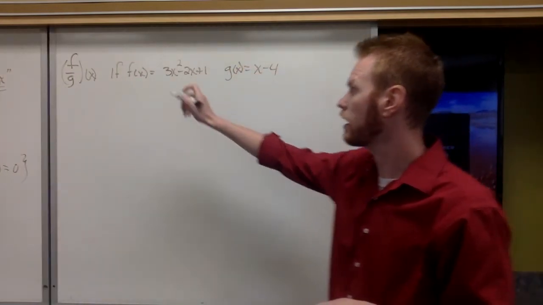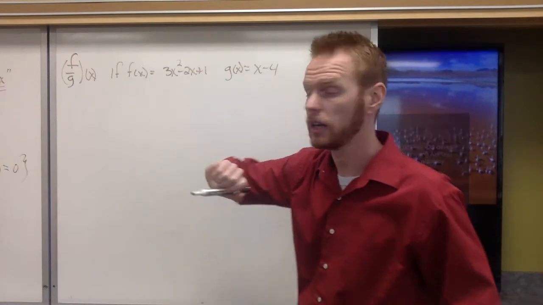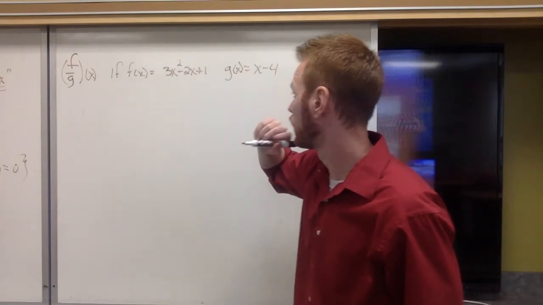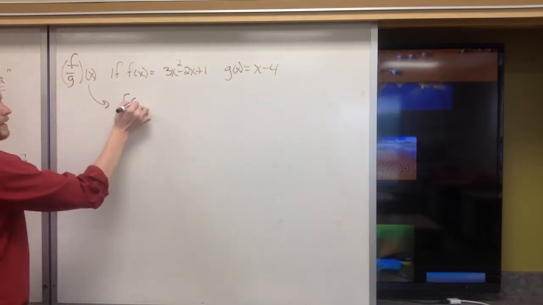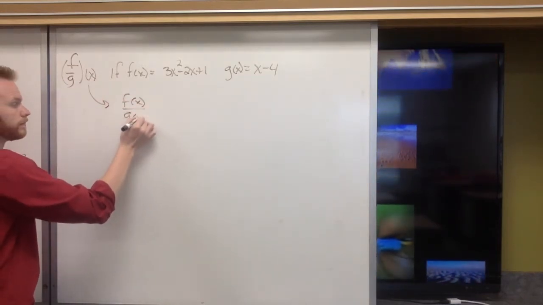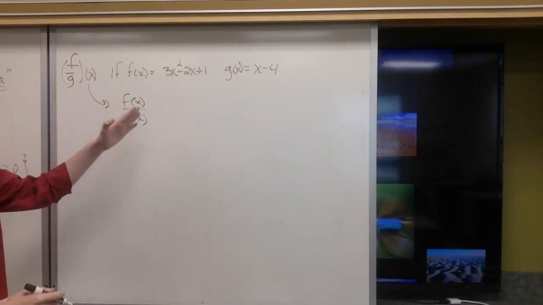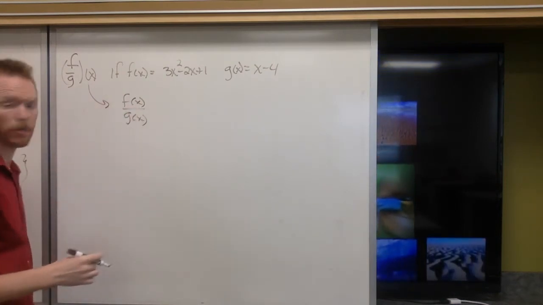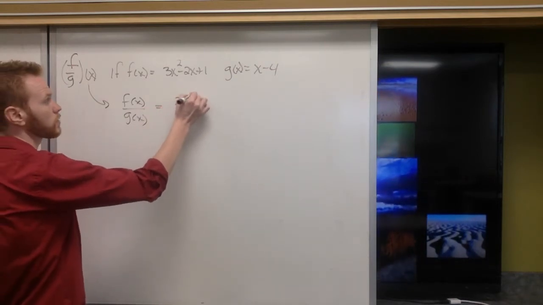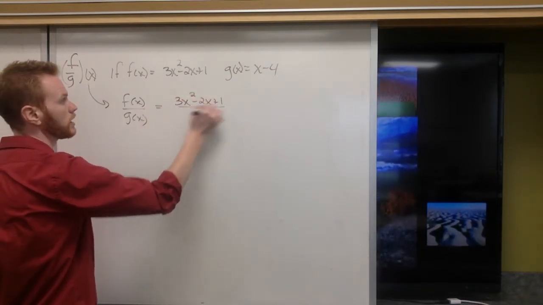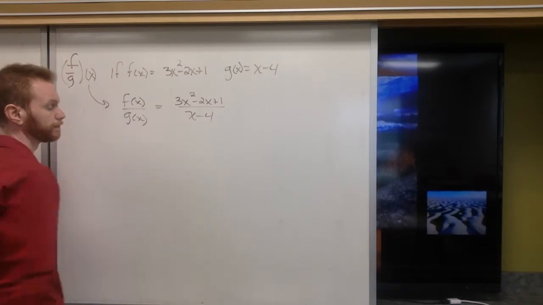So I want to figure out what f divided by g of x would be, given those two functions. So this is the same thing as me taking them individually and dividing them. Remember, this is all notation. You just have to know what it means. The operation itself isn't too bad. So we have 3x squared minus 2x plus 1 divided by x minus 4.